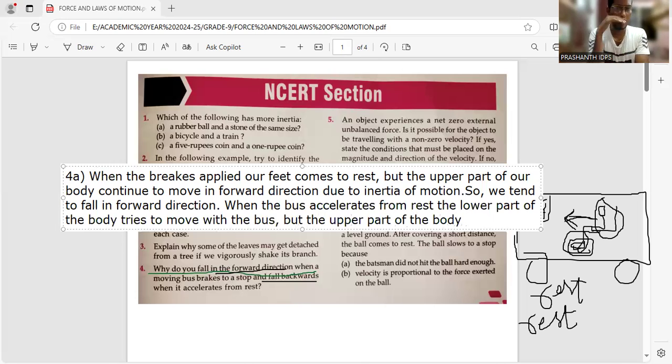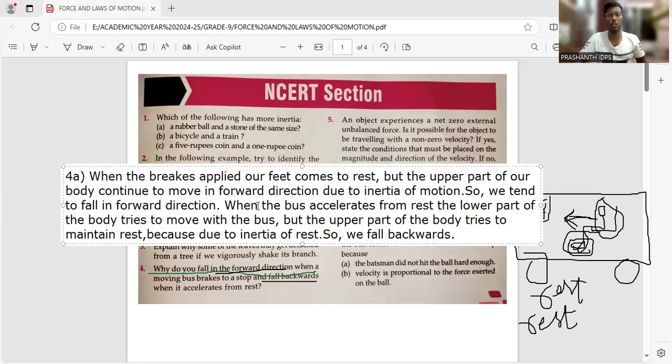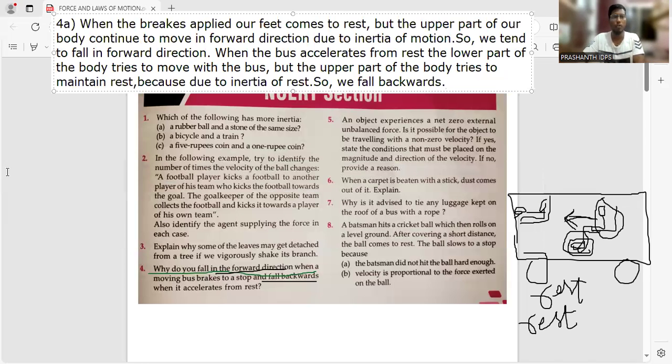This is the answer, you note down. Okay, the upper part of the body tries to maintain rest. Why? Because of inertia of rest. Inertia of rest. So we fall backward. We fall backwards. Okay, this is the answer for the fourth one. I hope you have understood all four answers.